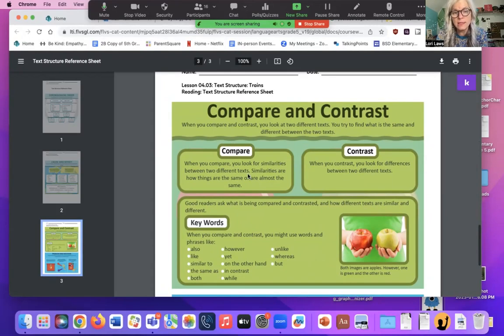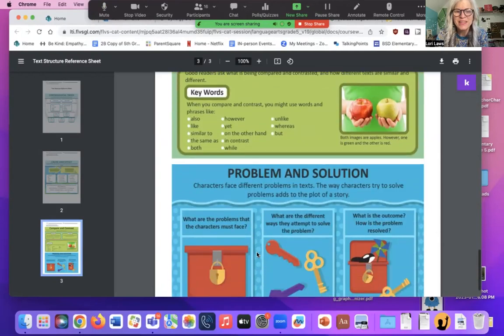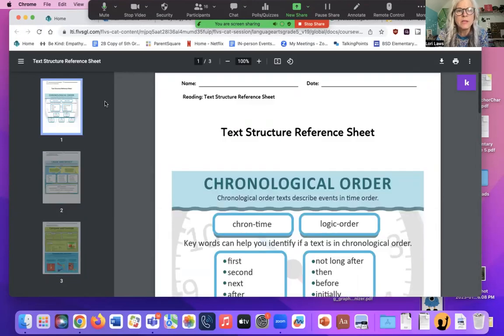These are kind of the way these stories are structured. And look, it says trains. Problem and solution. Sometimes they're set up like this. We're going to be reading more nonfiction in the future, and this is also a cool text structure.